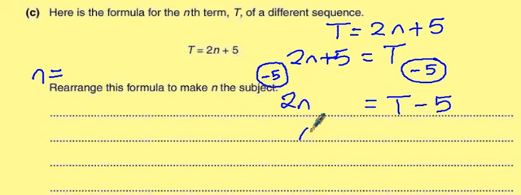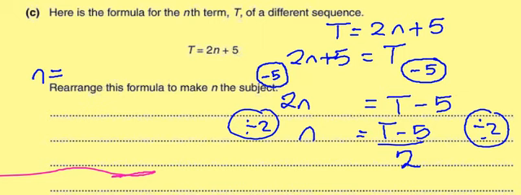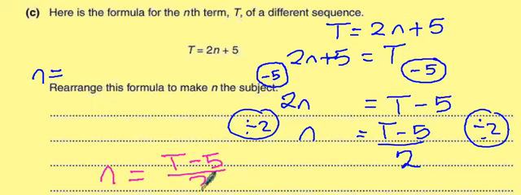We want to know what 1n is equal to. To scale down from 2n down to n, we need to divide by 2. So if we divide the right hand side by 2, we'll have that n is equal to t subtract 5 all divided by 2. So we now have our formula that we will write on the answer line, that n is equal to t subtract 5 all divided by 2. Now n is the subject of the formula.